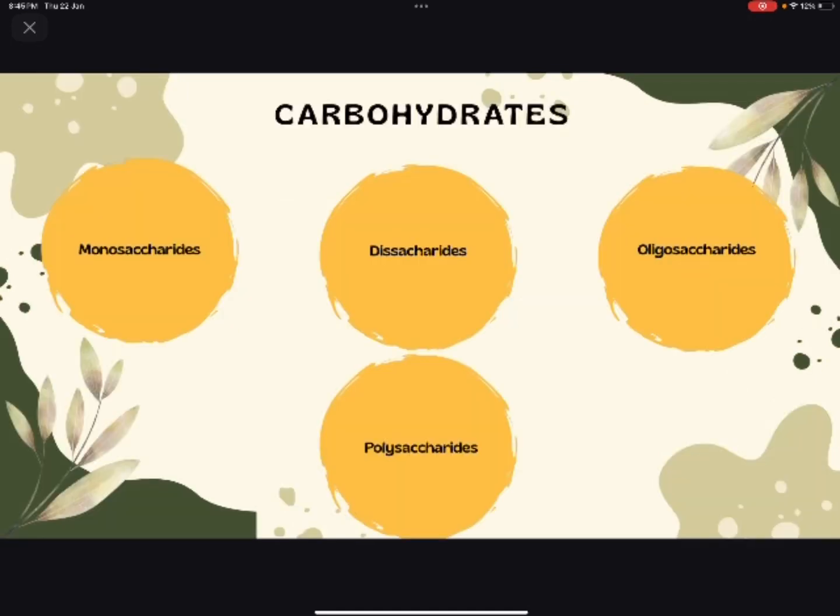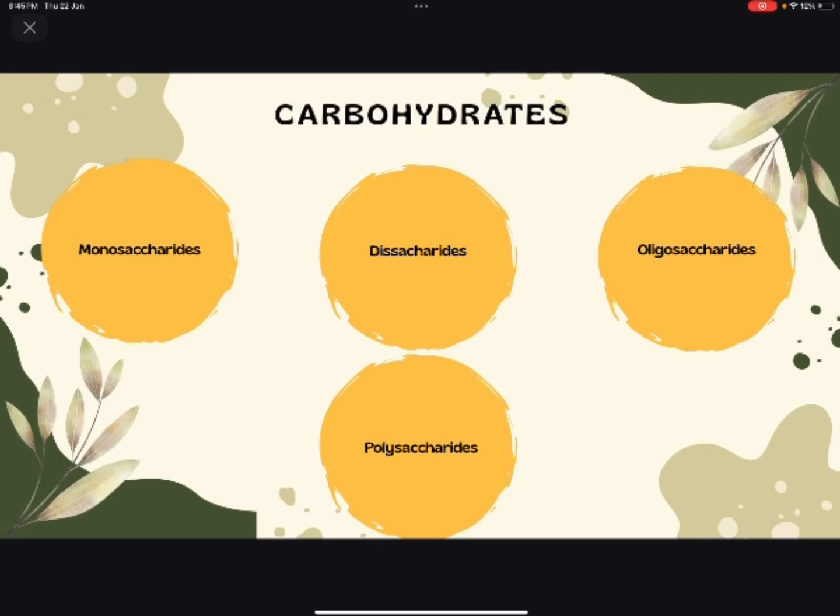Moving on, we start out by having monosaccharides, which are singular units. For example, you have glucose, fructose, and galactose. These are your basic building blocks for carbohydrates.